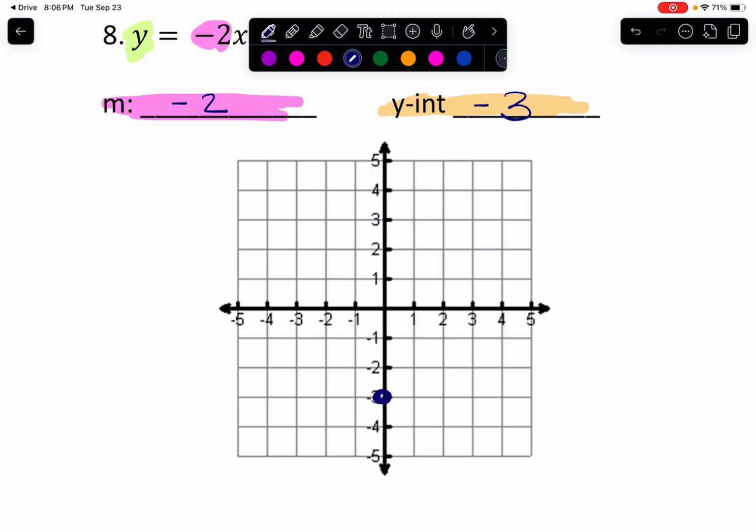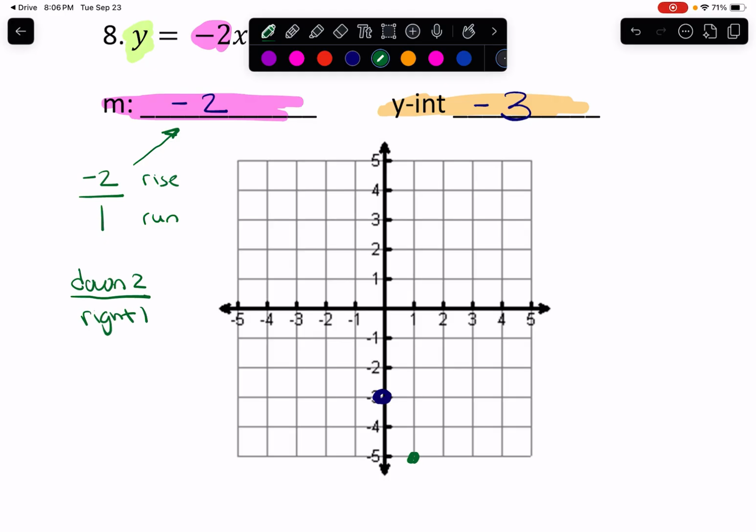And then the slope of -2. Remember, -2 can be divided by 1 and still be -2. So this is my rise and this is my run. That means we're going to go down 2 and we're going to go to the right 1. So I'm going down 2 and right 1.